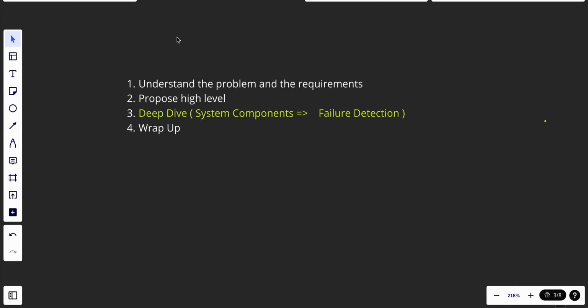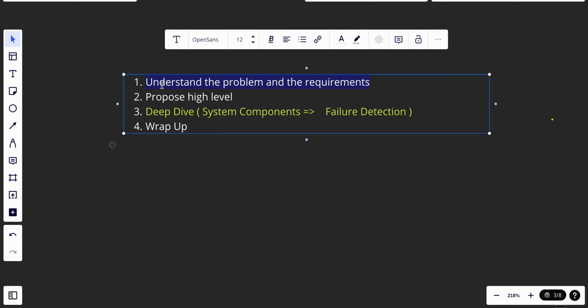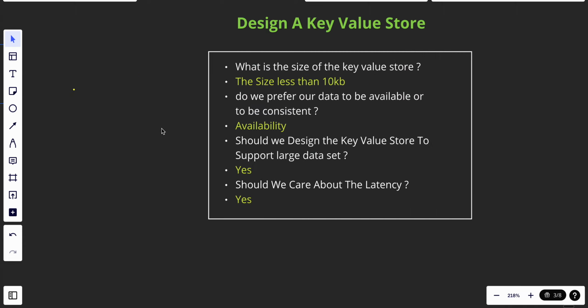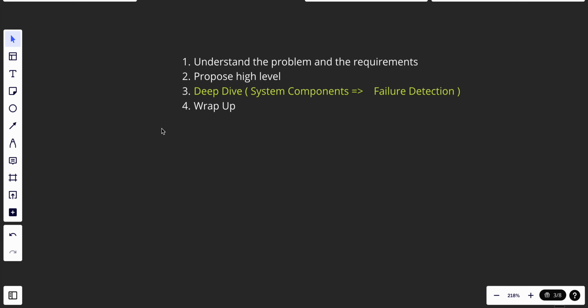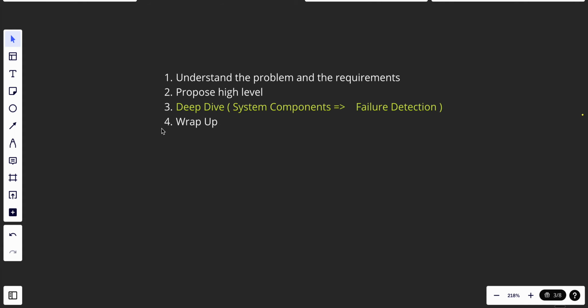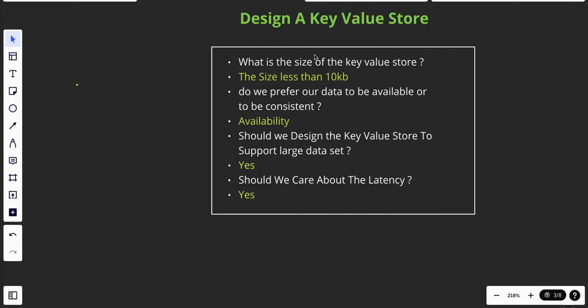So we have this framework that we're using. We first understand the problem, after that propose a high level design, after that do a deep dive on the specific components that our interviewer wants us to dive into, and after that we have a wrap up. If we talk about understanding the problem, because it's the most important one, we want to ask from 5 to 7 questions.